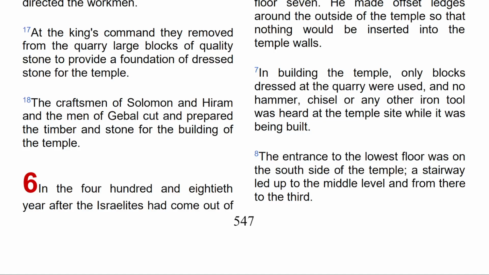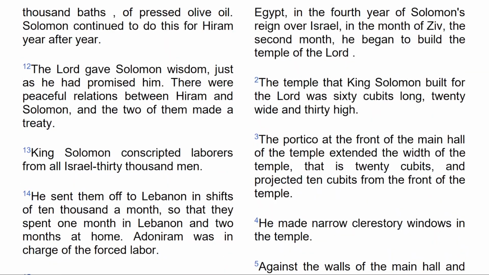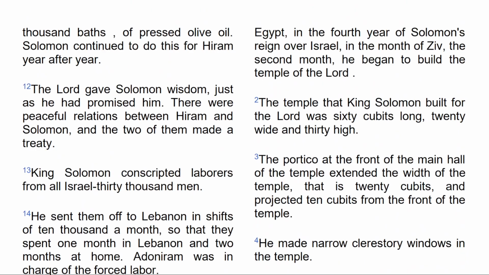1 Kings chapter 6. In the 480th year after the Israelites had come out of Egypt, in the 4th year of Solomon's reign over Israel, in the month of Ziv, the 2nd month, he began to build the temple of the Lord. The temple that King Solomon built for the Lord was 60 cubits long, 20 wide, and 30 high.